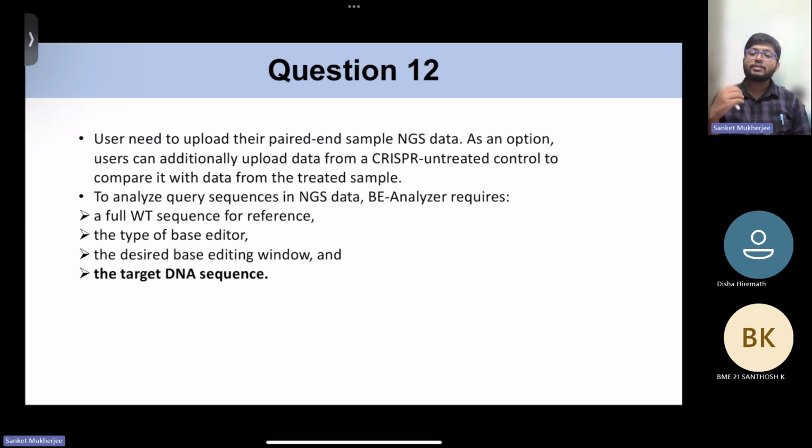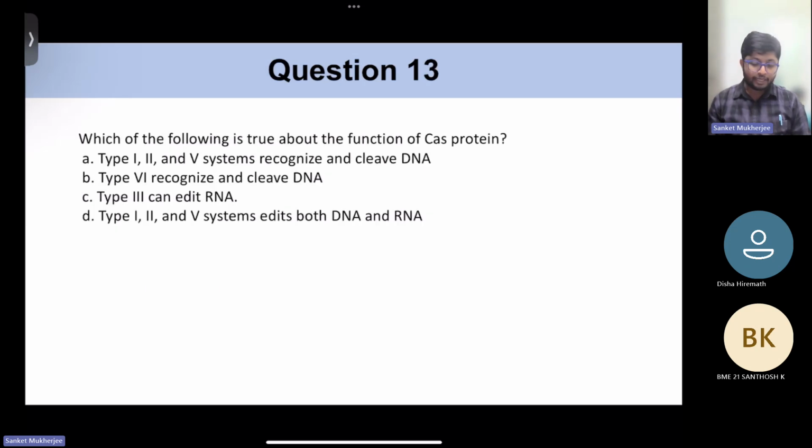Next generation sequencing is a sequencing method to find out whether whatever genome manipulation you wanted to do has actually happened or not. So to analyze query sequences in NGS data, BE-Analyzer requires these four things. The full length wild type sequence that is used as a reference, a type of base editor, a selected base editing window, and a target DNA sequence in which you want to see if there have been any modifications.